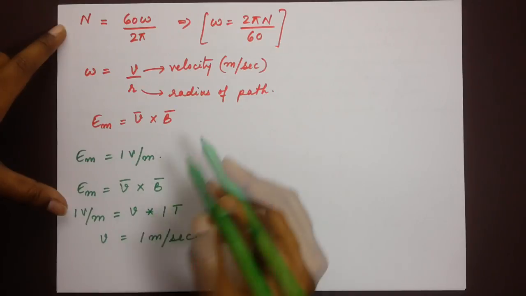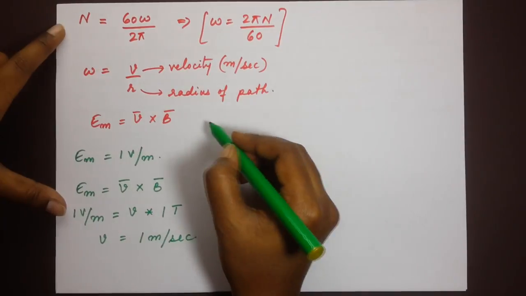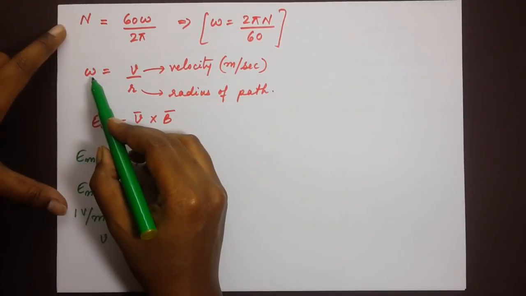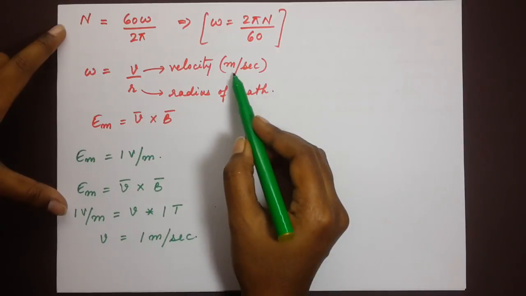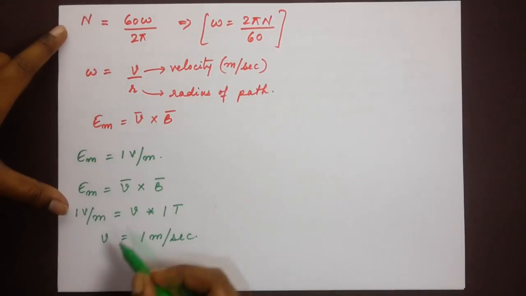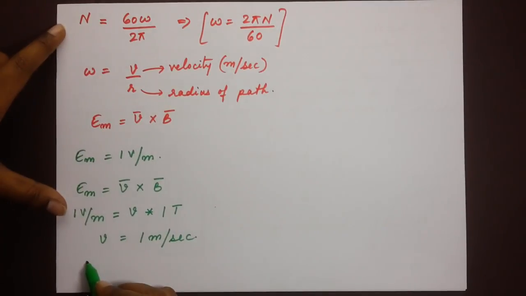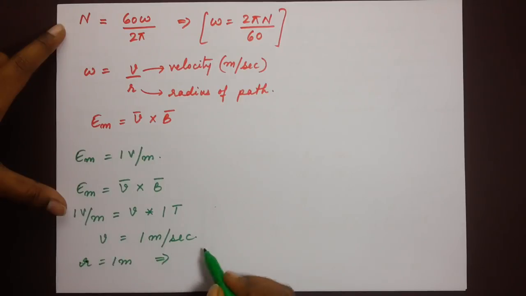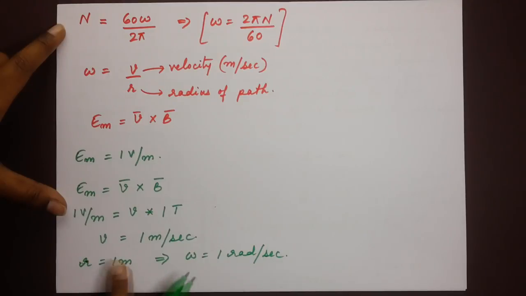Alright. So from this expression here, this angular velocity is equal to the velocity in meter per second divided by the radius of the path. R is also 1 meter according to the figure given to us. So R is equal to 1 meter, V is equal to 1 meter per second. That gives us omega is 1 radian per second. So we have omega, V, R.